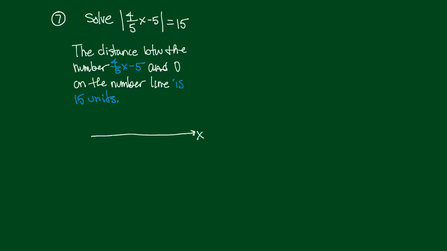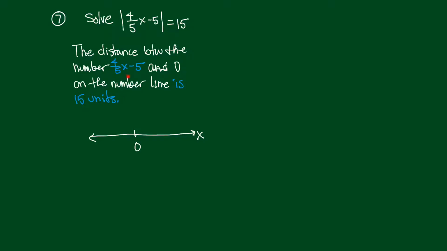So here's our number line, marked 0, that's our home. And then where are we going to put this 4/5 x minus 5? Well, we know that it is 15 units from 0. Right? That's the distance between 0 and this number. And we're saying that that's 15 units.